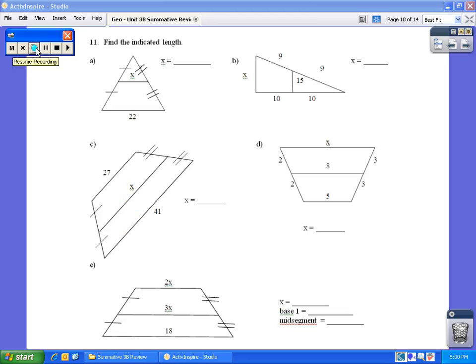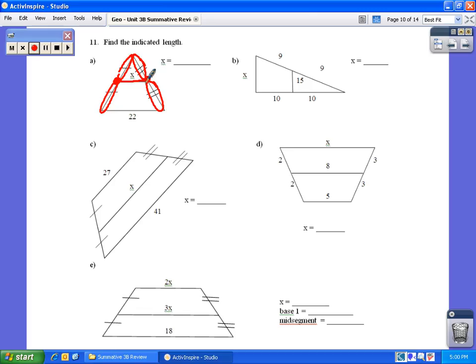Remember that the mid-segment of a triangle is the segment whose endpoints are the midpoints of two sides of a triangle. Since this segment is congruent to this segment, this is a midpoint, and this segment are congruent, so this is a midpoint as well. The rule is that the mid-segment is equal to half the length of the side that it's parallel to. So for the first one, x is equal to 11. For part B, x is equal to 30.